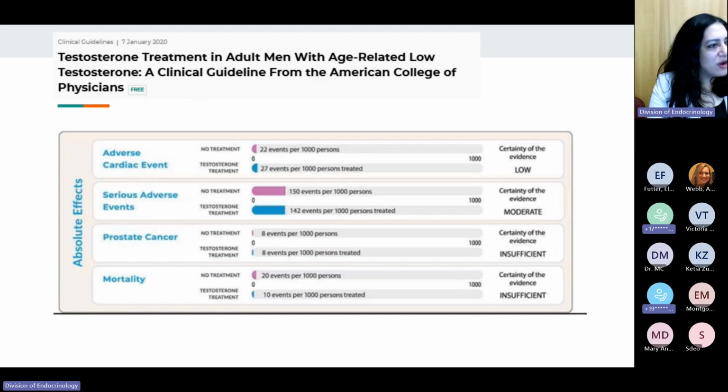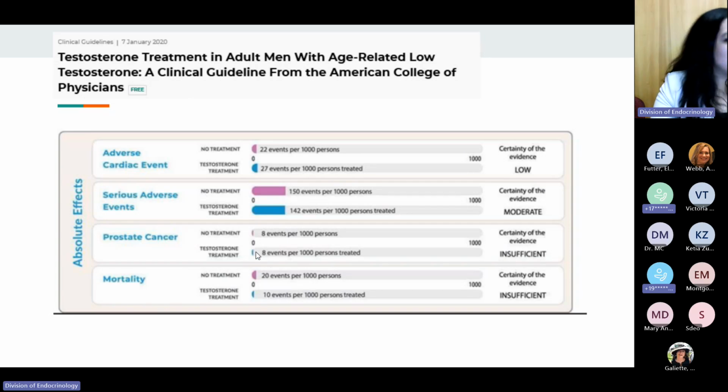As far as adverse cardiac events, they were very similar in both, so that's considered low quality evidence. There was moderate certainty evidence that they had similar rates of serious adverse events, placebo versus testosterone, so no increase in that. No significant increase in prostate cancer, but the data was insufficient and not powered to study this. And mortality, same thing. The data was not powered to study it, so insufficient evidence.